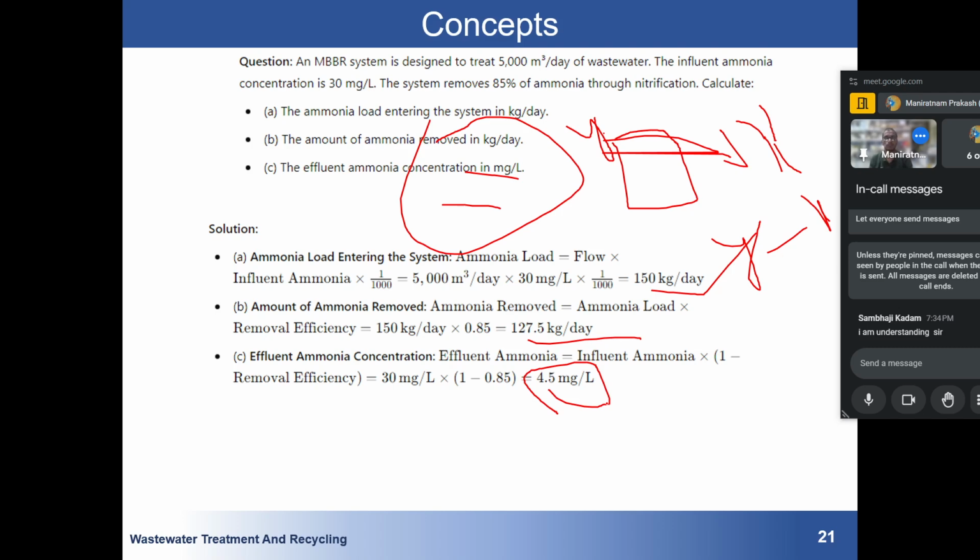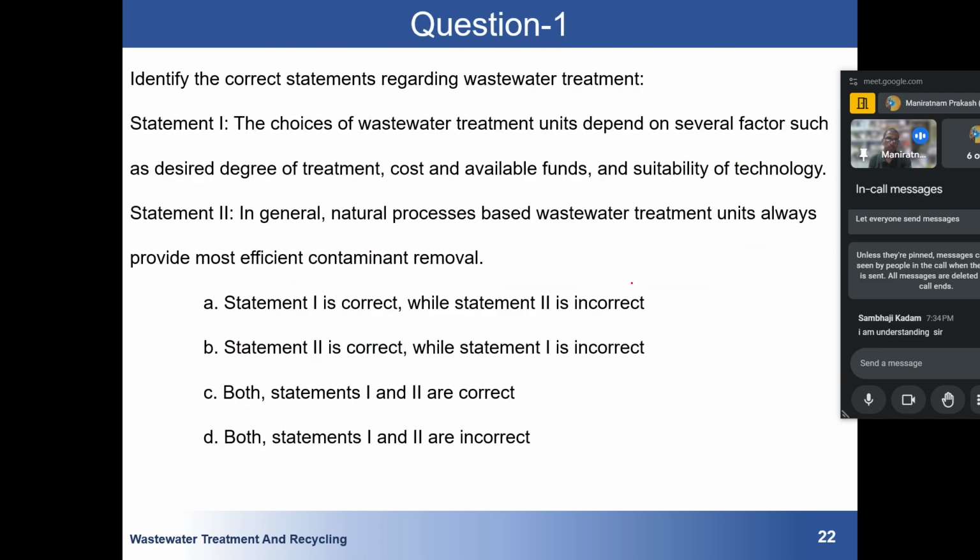Okay. Any question, anyone? Okay, so coming to the question, just try to write it. Just be active in the chat box. Try to answer this question. You have to identify which one is correct and which one is incorrect.